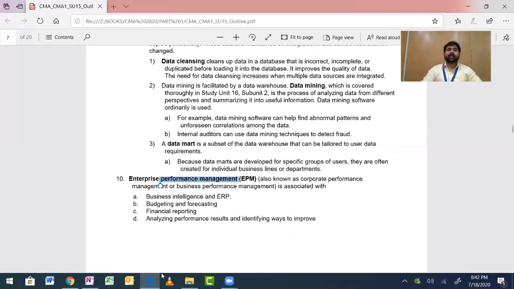Enterprise performance management. We have done resource planning. Now we are talking about performance management, also known as corporate performance management. This is associated with business intelligence and ERP, budgeting and forecasting, financial reporting, and all these things. So performance management will be evaluated through this.